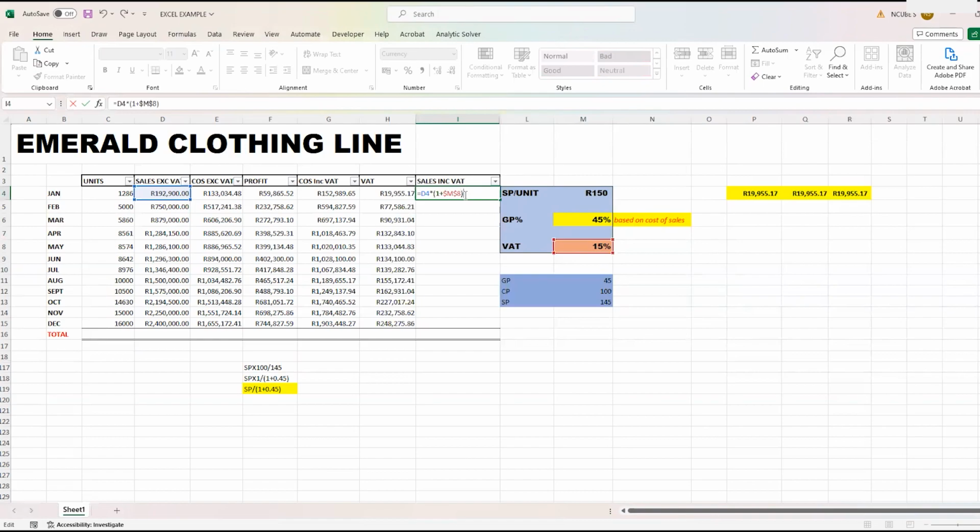We close the bracket. If you don't close the bracket, it won't give you the answer. It will throw an error at you instead of giving you the answer. So just be careful. Enter.